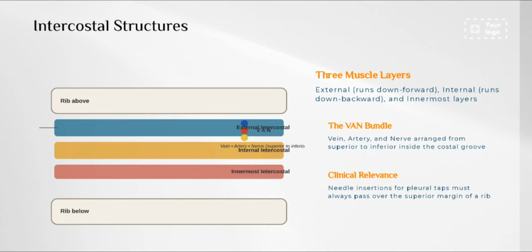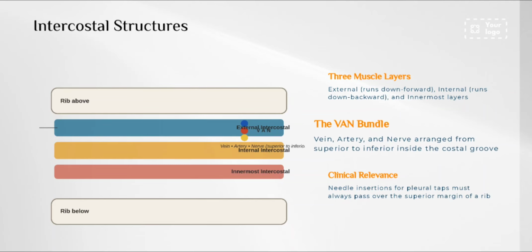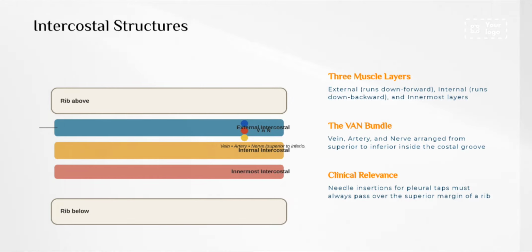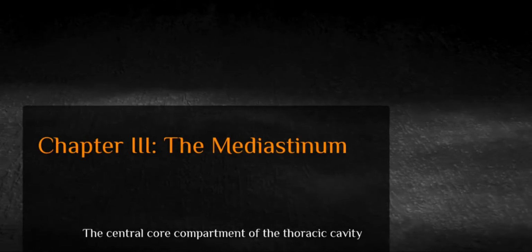There are three distinct layers of intercostal muscles. The neurovascular bundle is situated between the internal and innermost layers, structured from top to bottom as vein, artery, and nerve. Finally, we reach Chapter 3.